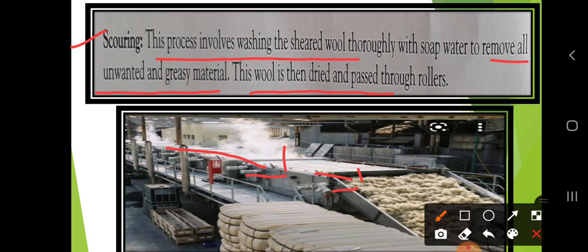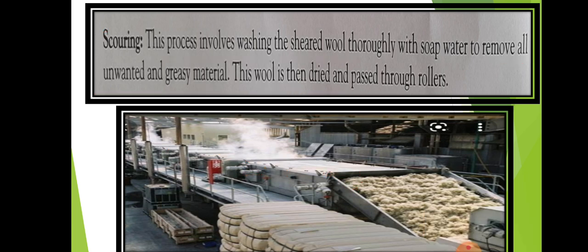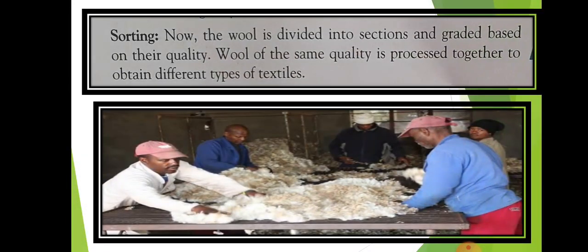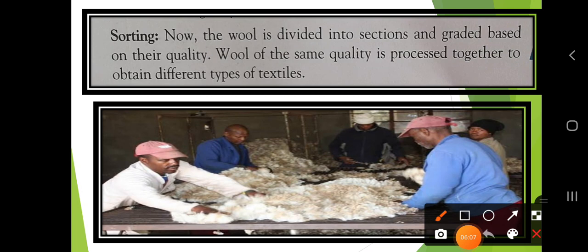We have completed two steps till now. First we removed the hair of a sheep. Then we washed the hair of the sheep. Next, let's discuss which step we are going to do. Then here we need to sort it. Sort it means we have to sort it into sections or grade it based on quality. We have to sort it because we are not taking the hair of only one sheep, we are taking so much hair from so many sheep.